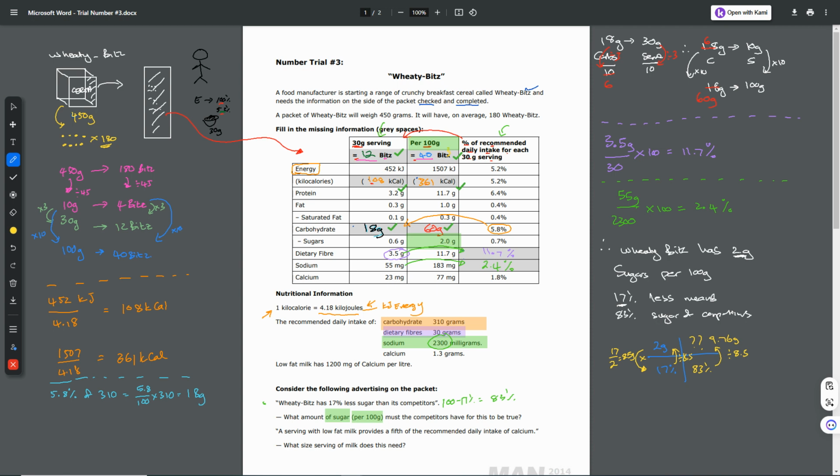But Wheatie Bix has 17% less than its competitors. So the question we have to ask is, is 2 grams 17% less than 9.76 grams? And if we question that, that looks quite a big amount. It doesn't look like 17%. It looks like much more than 17%. So 17% less means that we have to add 17% on top of it. So this calculation is actually not going to work. All right, so let's relook at this again. That method is not going to work because that's going to actually give me an amount if it was 83%.